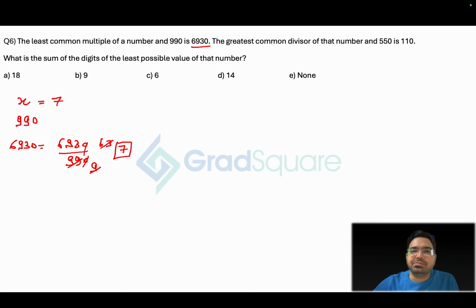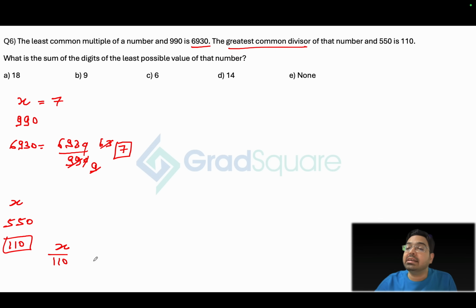That's one thing that we are absolutely certain about. Clear? Now the greatest common divisor, which is the highest common factor of the number x and 550, is equal to 110. That means this 110 must divide 550 and must divide the value x also. So x must be divisible by 110. That means x must be a multiple of 110, and 110, if you break it in the prime number format, is 11 into 2 into 5, which is not present at the moment inside x, because we decided that x will have a 7. That's all at the moment, right?